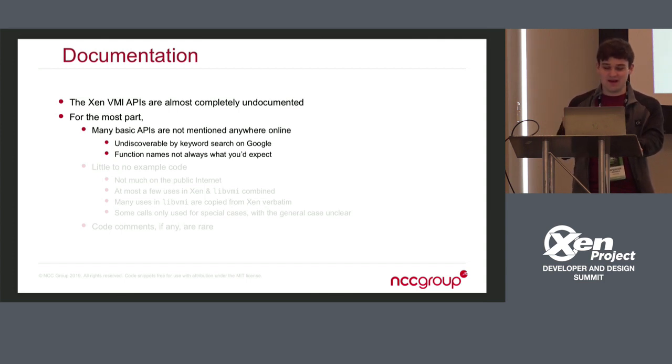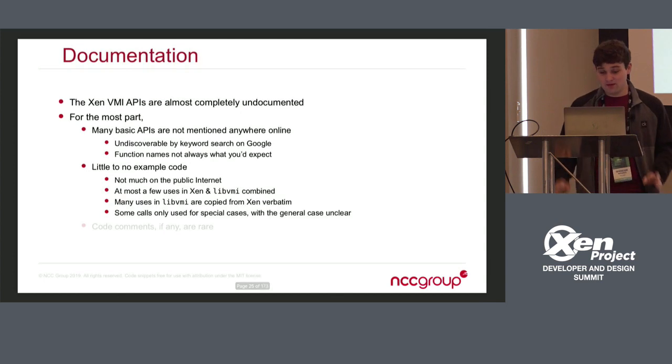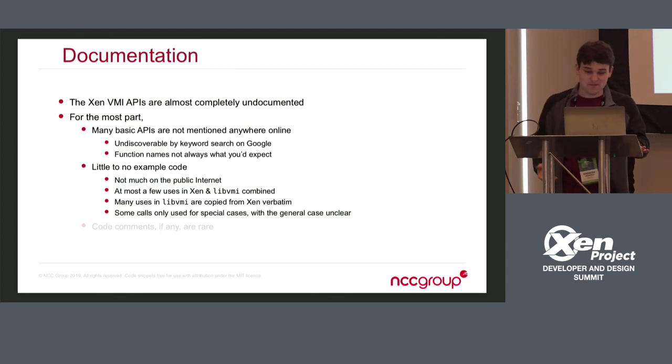And even if you grep in the code base, because apparently the function names for these VMI functions changed frequently in the past, the function names for a given operation don't always use the sorts of keywords you'd expect to be used to refer to that operation, so it's very hard to find them just by grepping through the code. There's also very little example code. You're not going to find much on the public internet because no one knows how to use these, so no one is actually writing the code.